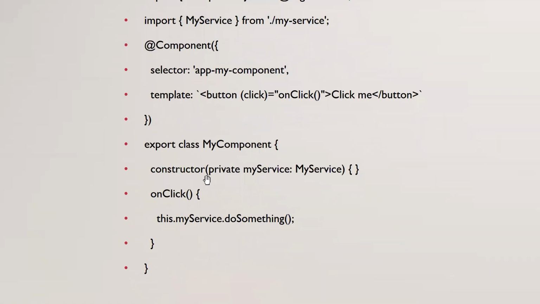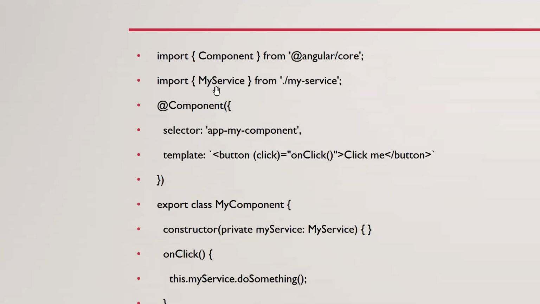In the constructor here we have to give private. Private means it is within the same block of the code, meaning within this class component we can use this service. That is the meaning of private. The scope of this service will be within the same class; we cannot share it with other places of the component. So here I am having constructor private myService. This is my variable, colon MyService, the class which I have imported.